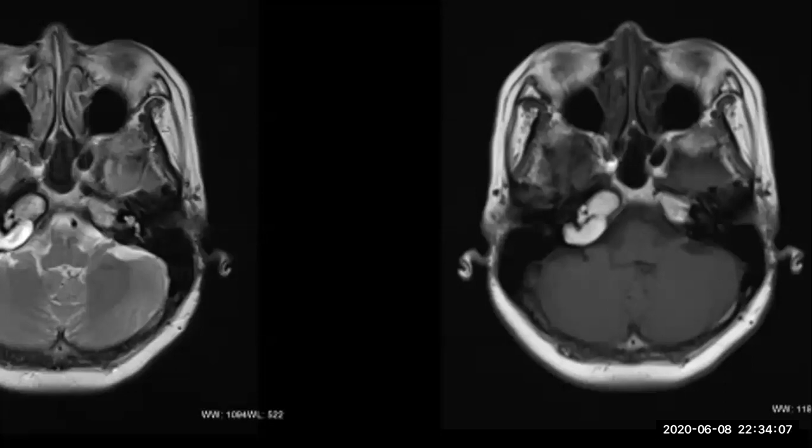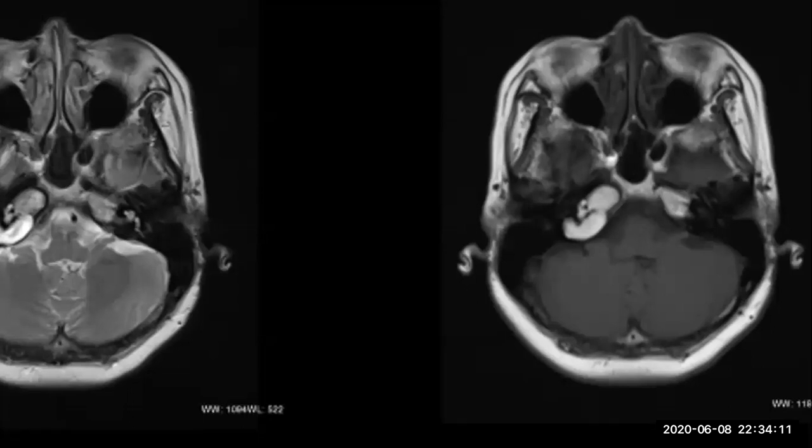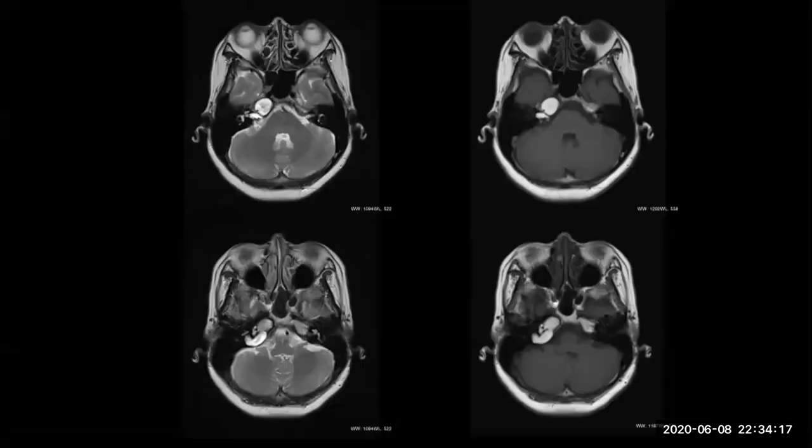Okay, what is your differential? Cholesterol granuloma, because it is hyper on T1. This is one of them. The second differential is congenital cholesteatoma. Congenital cholesteatoma, very good. Then I need diffusion. We do not have diffusion. Okay.